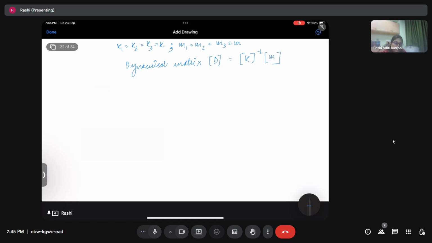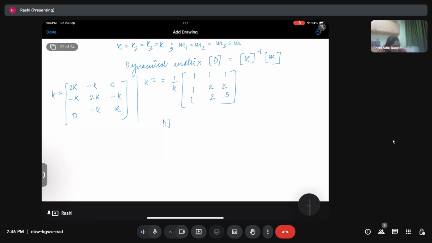K inverse is what? A matrix. K inverse, if you find out, is going to be 1 by K times the matrix [1, 1, 1; 1, 2, 2; 1, 2, 3]. Anyways, the K matrix is nothing but [K, -K, 0; -K, 2K, -K; 0, -K, 2K]. This one. Okay, this is K inverse.